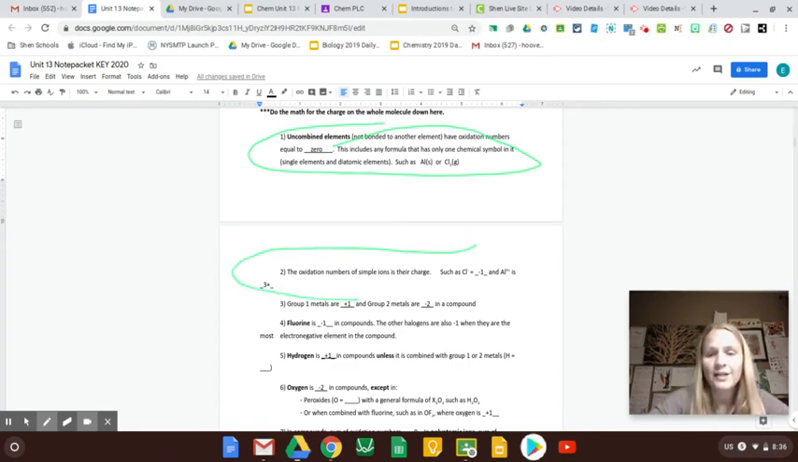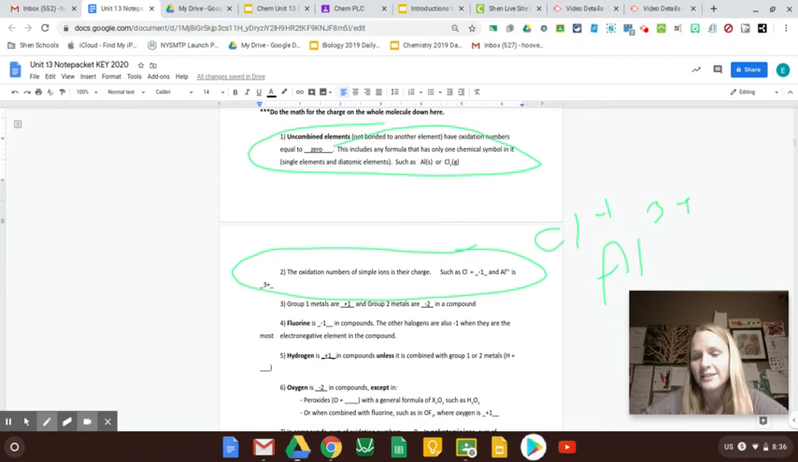If something already has a charge, that is its charge. Like if it says Cl -1, its charge is -1. If it already says Al3+, that is its charge. So sometimes they will just give you the charge, and that's what it is. You're done. It's a nice little shortcut. Group 1 metals always, if you look down group 1, they all say +1, +1, +1. If you look down group 2, this should say +2, not -2. They all say +2, +2, +2. But you can just look that up.